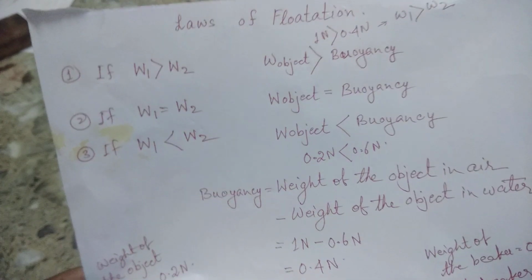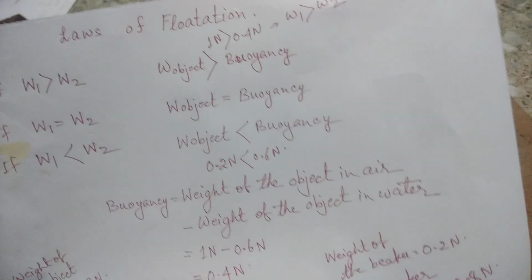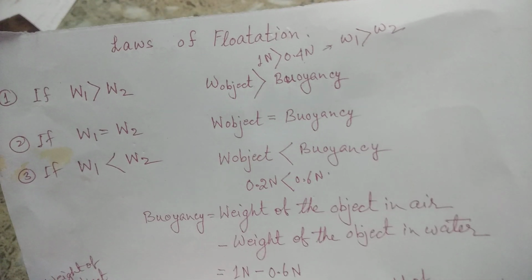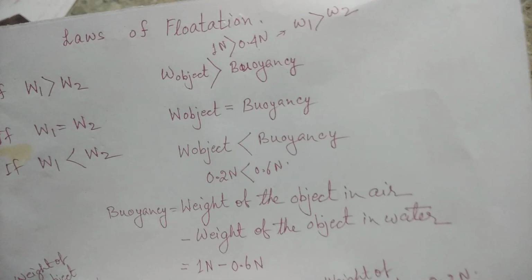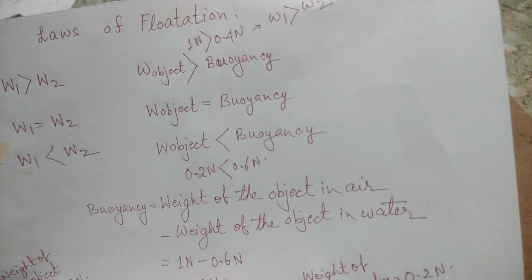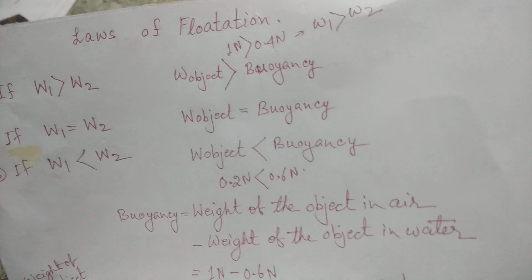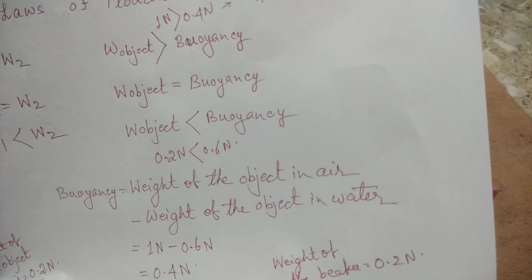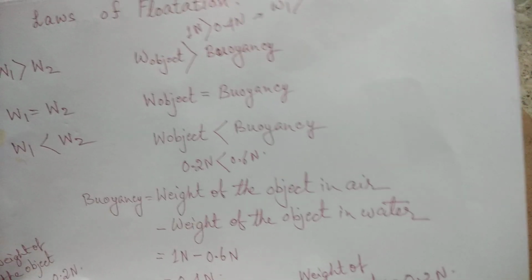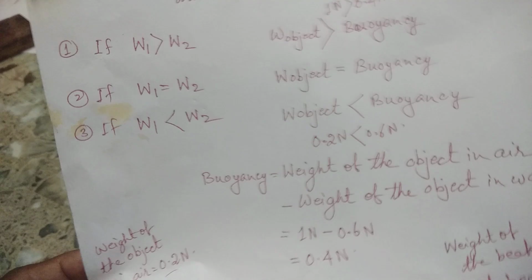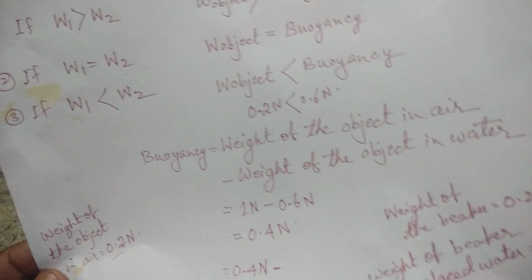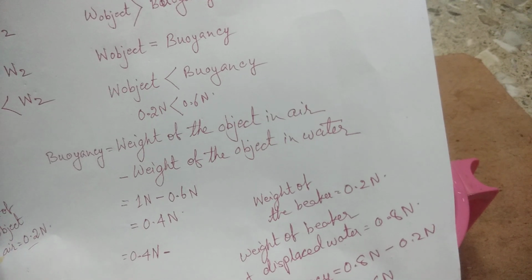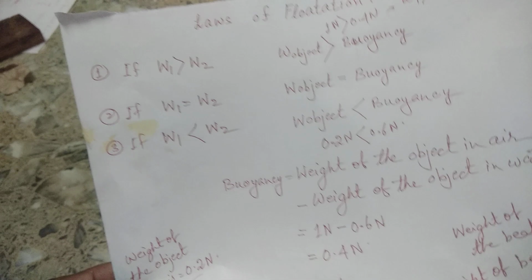Therefore, the laws of flotation are three. Number one: if W1 is greater than W2, where W1 is the weight of the object in air and W2 is the force of buoyancy, that is, if the weight of the object is greater than the force of buoyancy, then it will sink. If W1 equal to W2, that is, if the weight of the object in air is equal to the force of buoyancy, then the object will float in equilibrium. And the third condition, if W1 is less than W2, that is, the weight of the object is less than the force of buoyancy, then the object will float. These are the three laws of flotation.